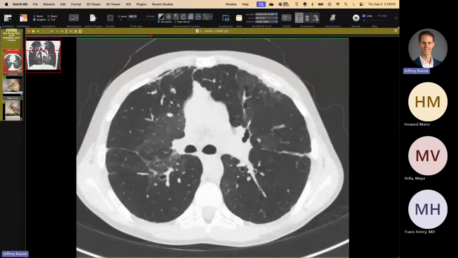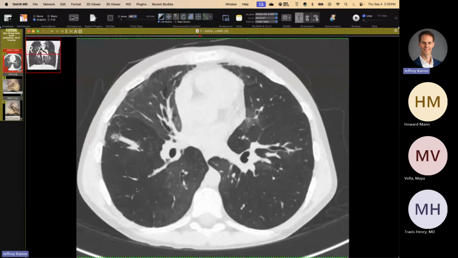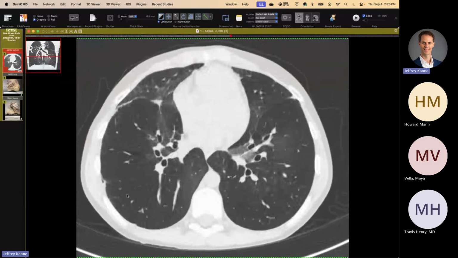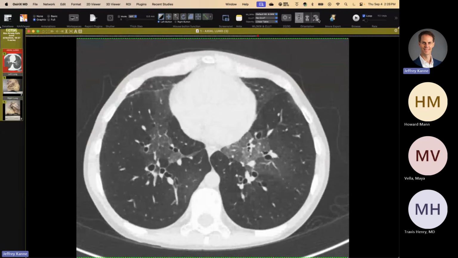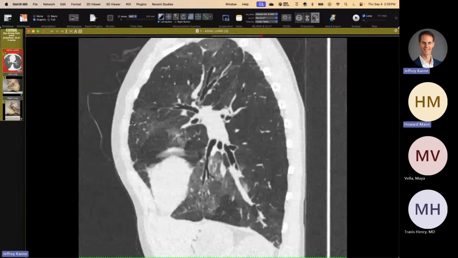And this was immediately before a lung transplant. So this patient went on to get a lung transplant for severe obstructive lung disease. But you can see all of this is air trapping. I don't have expiratory images, but I'll show you a sagittal. You can see how hyperinflated this patient is. So this is the explant. So this was constrictive bronchiolitis on explant.